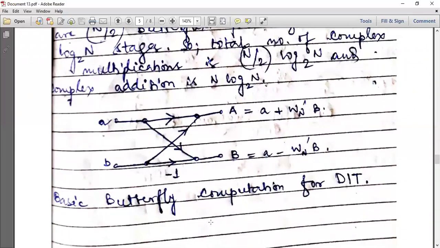Clear? Now you see capital A and capital B. These are the outputs in this butterfly diagram. So we need not keep the inputs small a and small b. When we get capital A and capital B from small a and small b, then capital A and capital B can be stored in the same place where small a and small b were. For the next stage, this capital A and capital B will be treated as input, and again there will be one output.